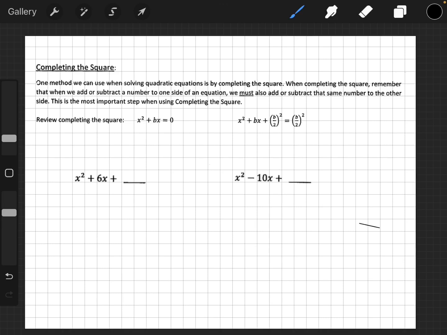When completing the square, remember that when we add or subtract a number to one side of the equation, we must also add or subtract that same number to the other side. This is the most important step when using complete the square.